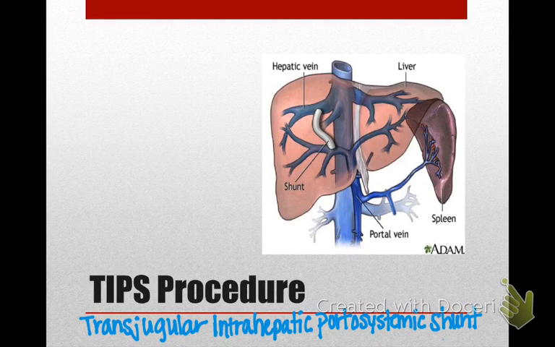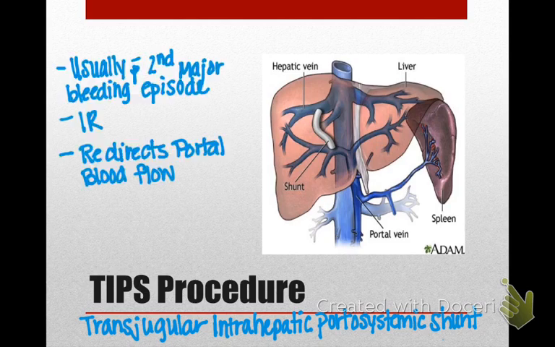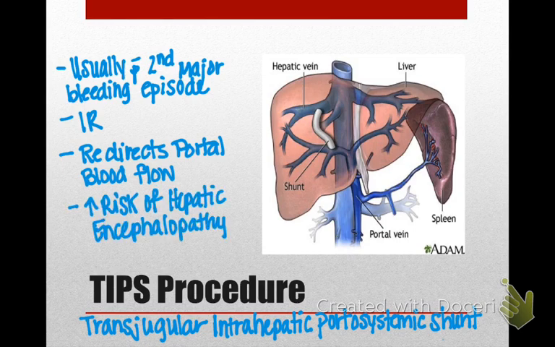I'm not going to go into it. This is the main thing you need to know: they may do a TIPS procedure. It's usually after the second major bleed. They do it in IR, which is interventional radiology, and it basically redirects the portal blood flow. You have an increased risk of encephalopathy, because even if the liver is not completely working, there's still some ability of it to break down some of that ammonia. And if the blood is not going in there at all, then you have an increased risk of increased ammonia levels, for sure, if it's not even getting the chance to try to break it down.